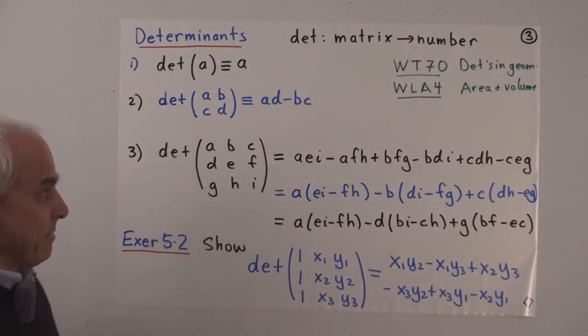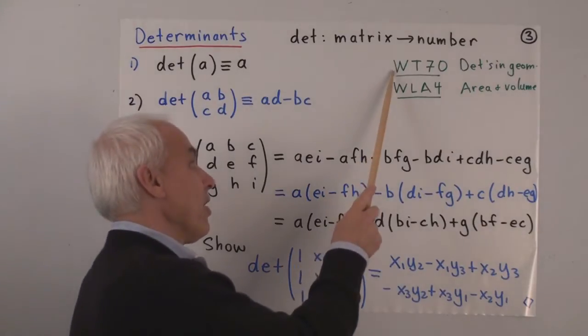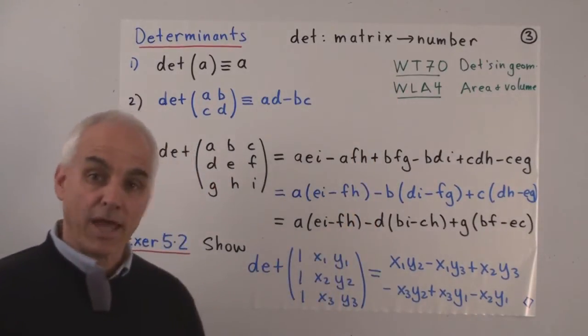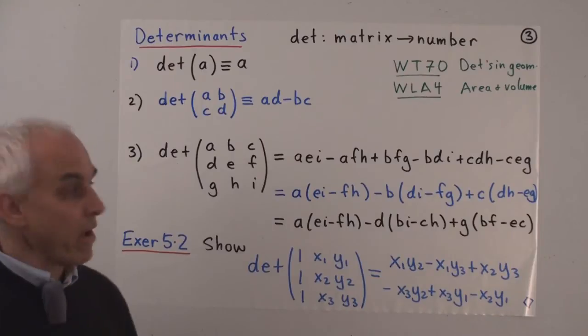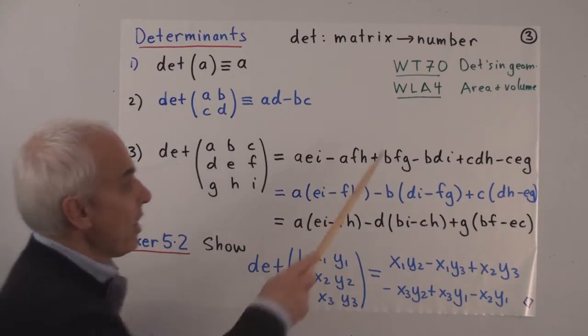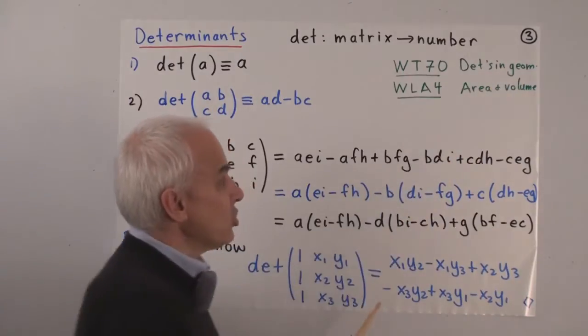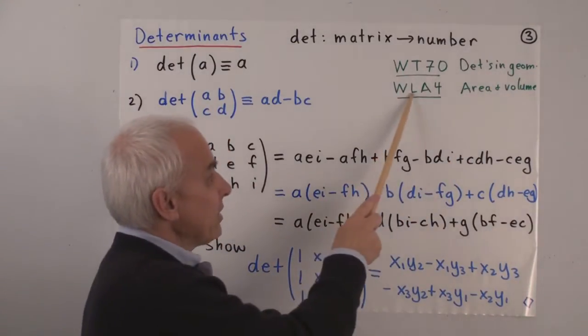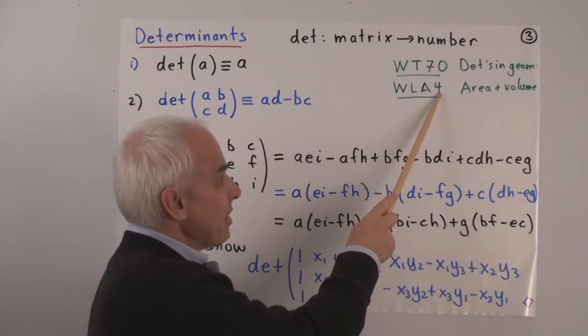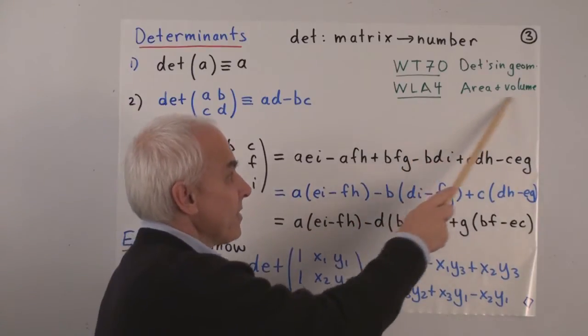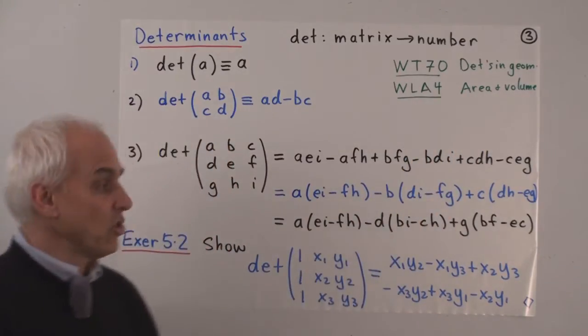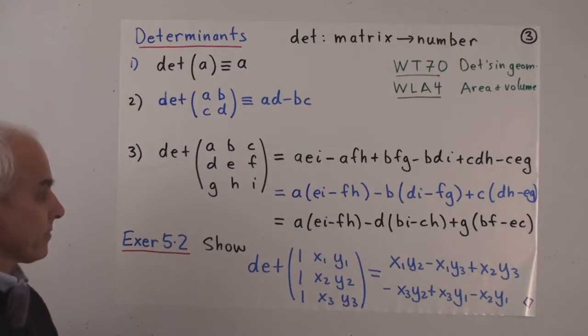So there's a lot to be said about determinants, and here are a couple of videos that you can have a look at to find out a little bit more about them. WildTrig 70 is talking about determinants in geometry, and WildLinAlg number 4 has a lecture on area and volume in which determinants figure prominently.